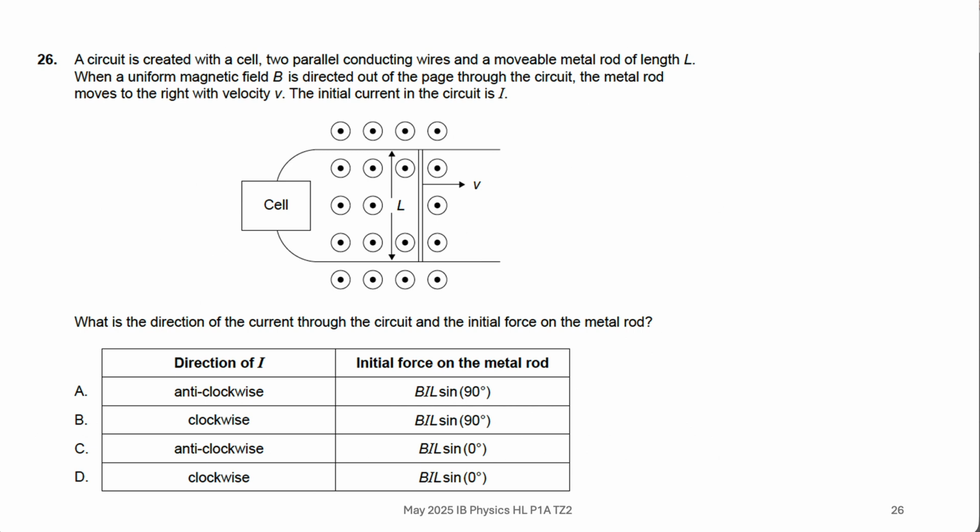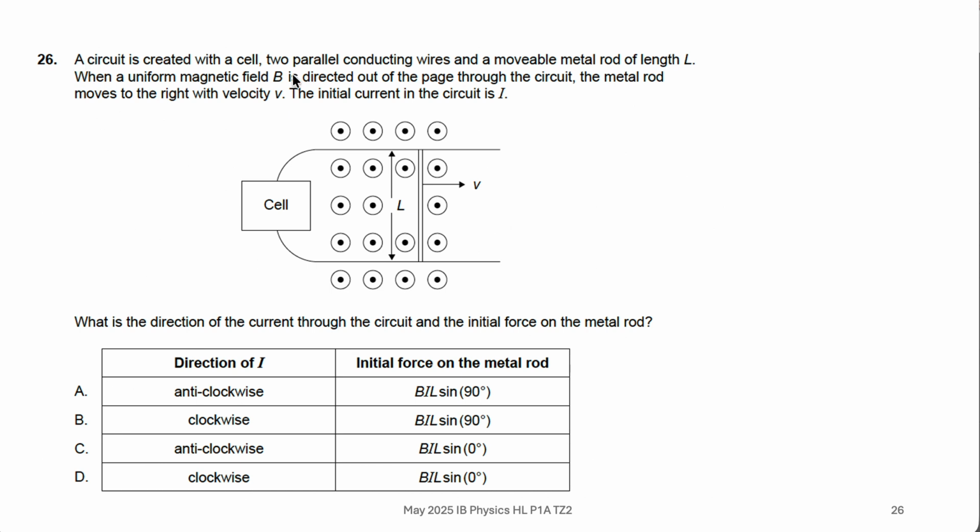Okay, so I think I've not really seen a question like this one before. However, it makes sense when I go through it. It's just a little bit different in terms of the setup. So in this case, we've got a cell. Now the cell has deliberately been blocked out, so we don't know the direction of the current. And that's what we're going to try and work out.